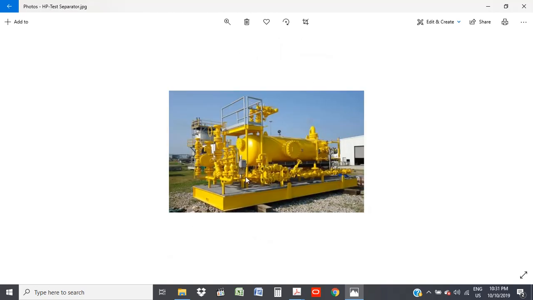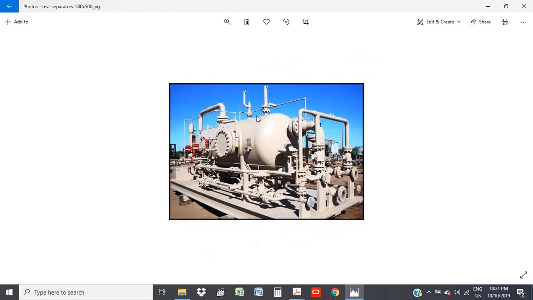This is also a picture of a separator. These are all the instruments you see around. Lots of valves, lots of drain valves, isolation valves, control valves. This ledge on top is for the pressure relief valves, the PSVs or pressure safety valves. That's what this is also.